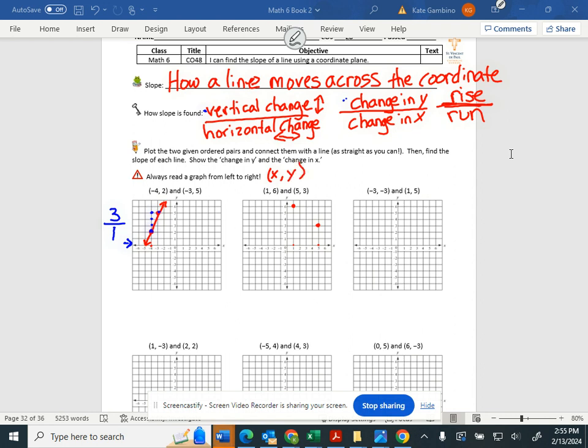So we do our X-axis first, then we count up our Y. We do our X-axis, count up our Y. Now I need to connect my 2 ordered pairs and make a line. My last step is to find that rise over the run.